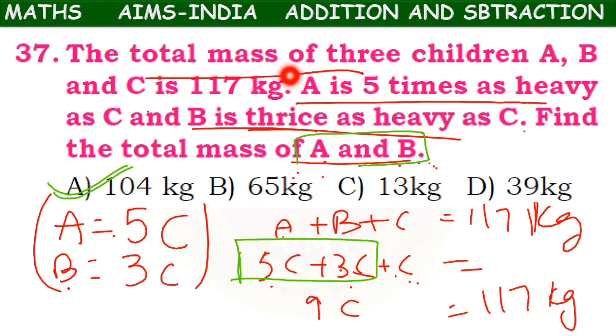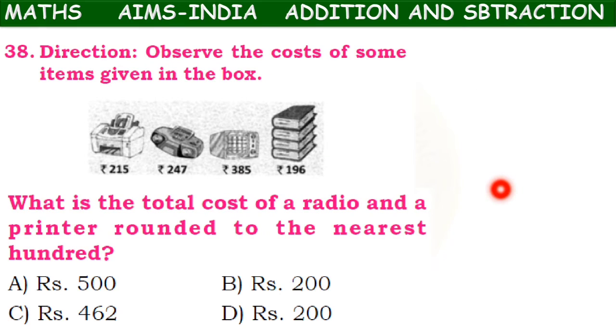Understood children? We have written the weight of A, B in the terms of C. 9C is equal to 117 kilos. We got C is equal to 13 kilos. And the total weight of A plus B is 8C. So 8C is equal to 8 into 13. That is equal to 104 kilos.